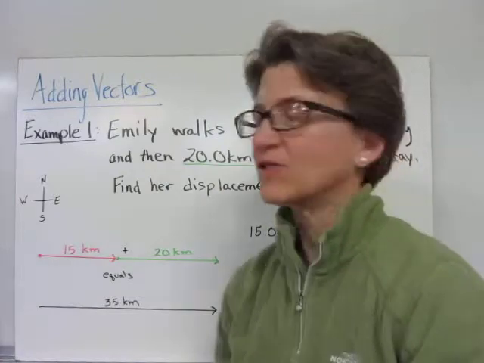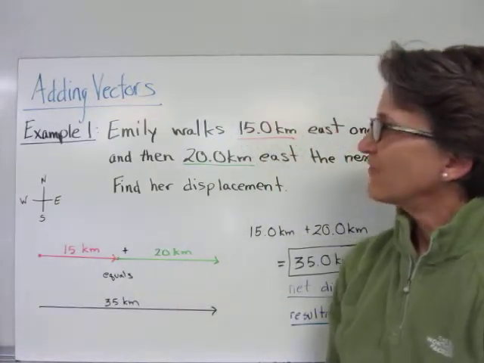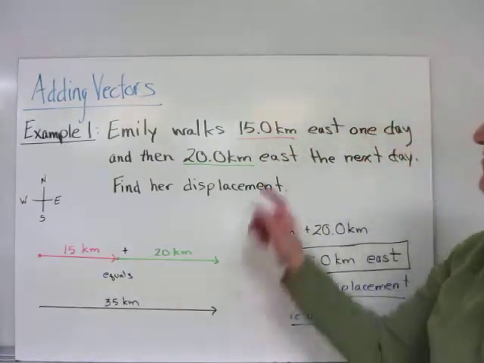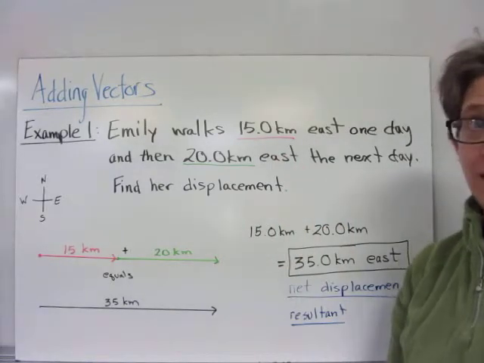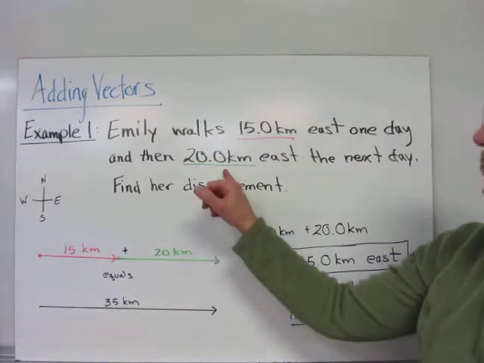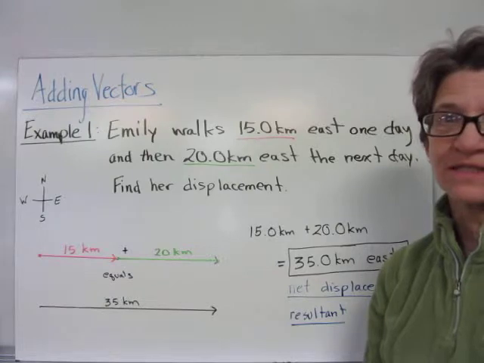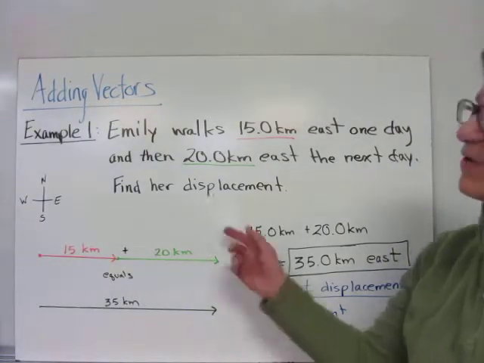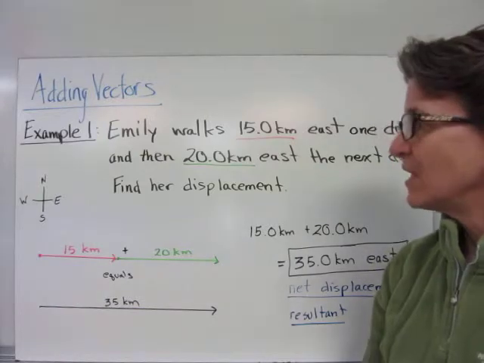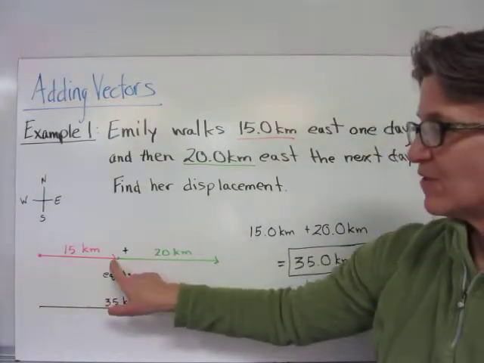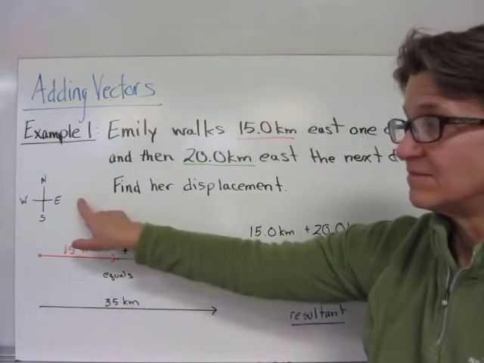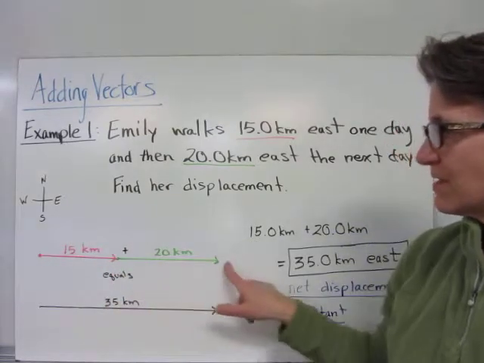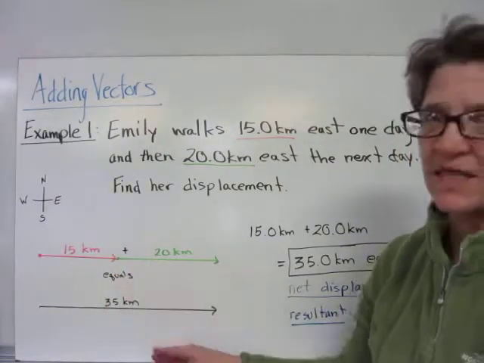Let's add some vectors. In our first example, Emily walks 15 kilometers east one day and then walks 20 kilometers east the next day. She doesn't turn around, she goes the same direction. We want to find her total displacement. So here's Emily's displacement the first day to the east. There's her displacement the second day, and you just add them together.